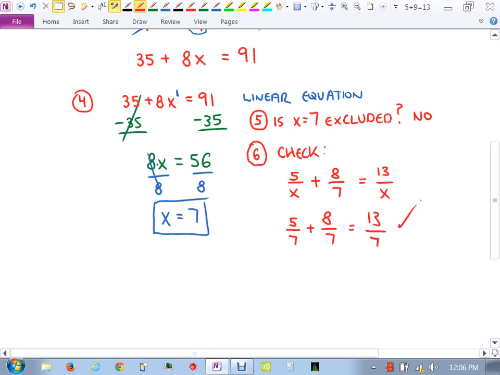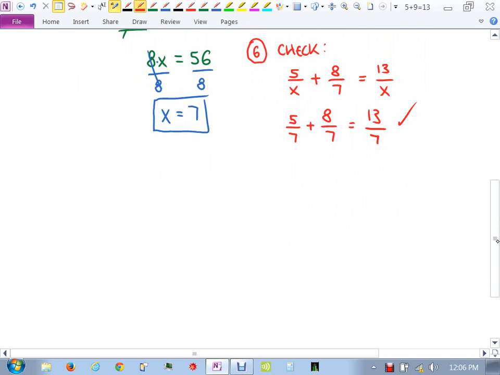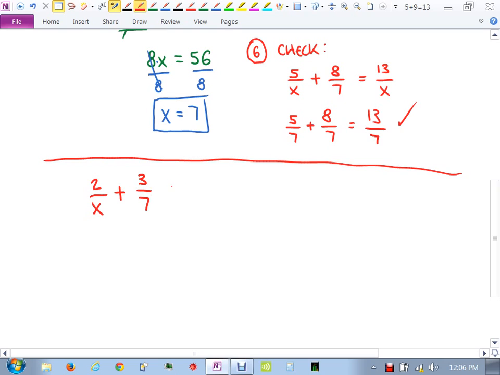Now, this is just the beginning, and we have a little bit of time. What I'd like to do is let you work on this. This is for you to try right now. 2 over x plus 3 over 7 equals 5 over x. Now, here's the thing. This will be turned in for a quiz grade, not today. It'll be turned in on Wednesday for a quiz grade.